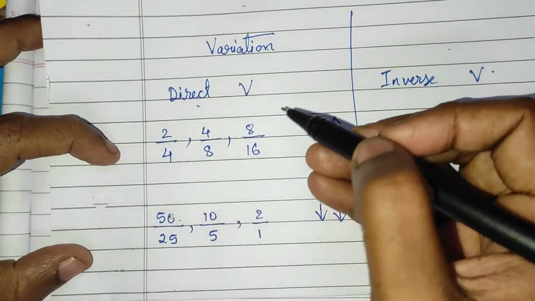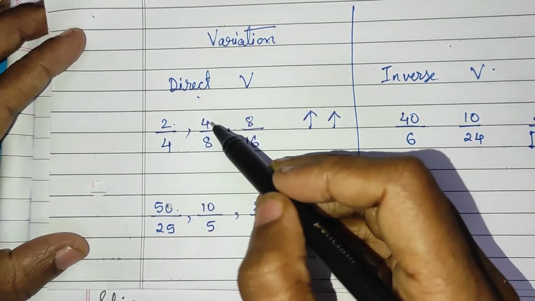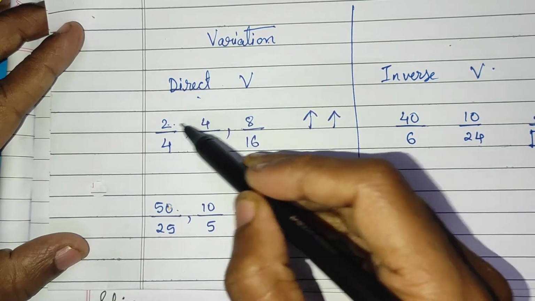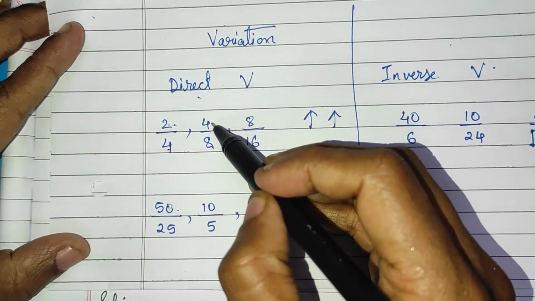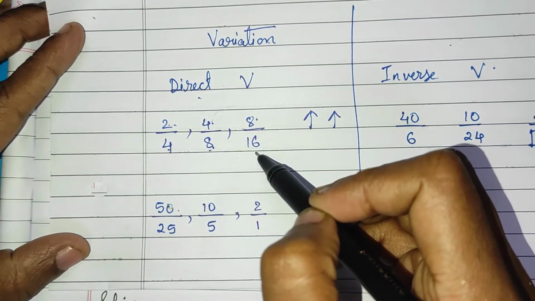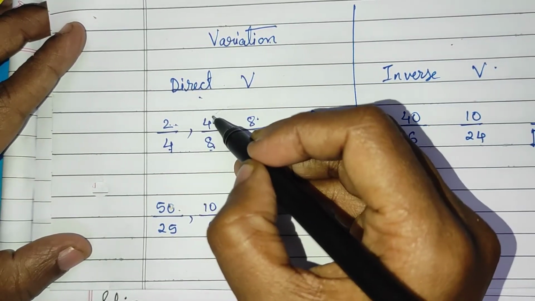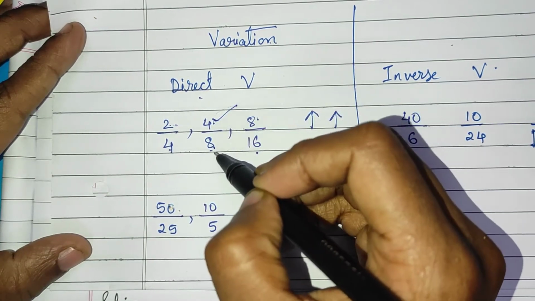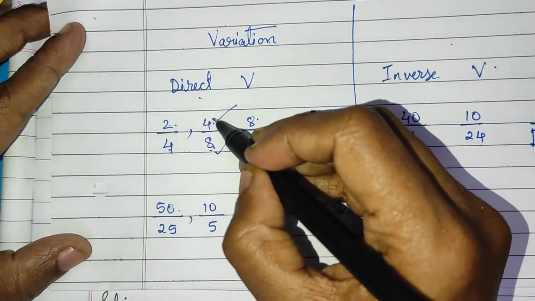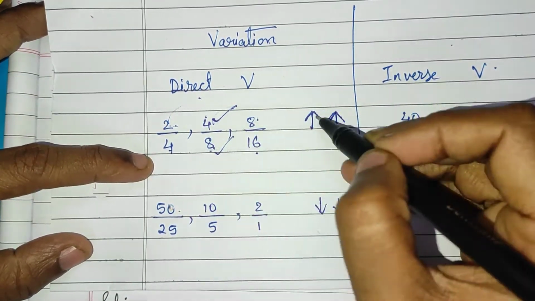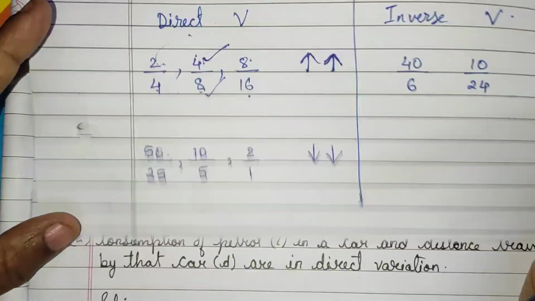In direct variation, if you see this is 2 upon 4. When you see that it is increasing, 2 2s are 4, 4 2s are 8. So then again 4 2s are 8, 8 2s are 16. So in direct variation, if the numerator is increasing, the denominator also increases. डायरेक्ट वेरिएशन में एक अगर बढ़ता है तो दूसरा भी अपने आप बढ़ता है. So that is said to be direct variation.